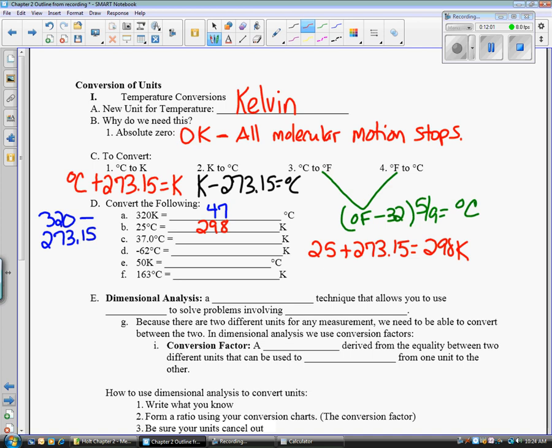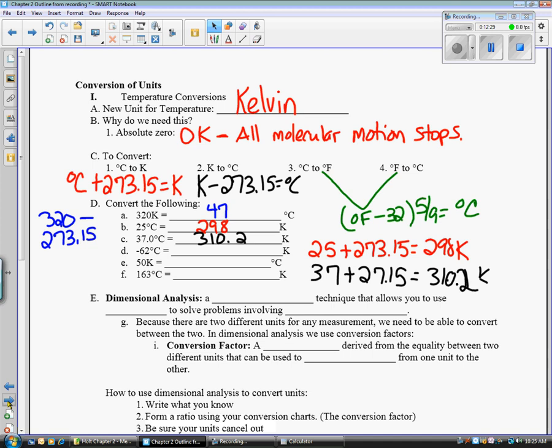For C, I have 37 degrees Celsius. Add that to 273.15, and I get 310.15 Kelvin. Sorry, I'm rounding to the first decimal place, so it'd be 0.2 Kelvin. So 310.2.